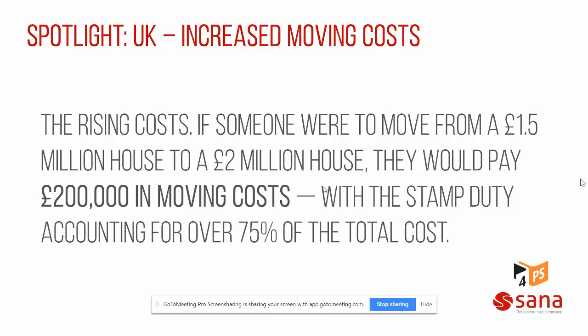As you can see on screen, if some of us are lucky enough to be at the point where we're affording the 1.5 million house, it's brilliant, but quite a big amount of that is going to go towards stamp duty. If someone was going to move from a 1.5 million to a 2 million house, there's 200,000 in moving costs, and the stamp duty is going to account for over 75% of that total cost.